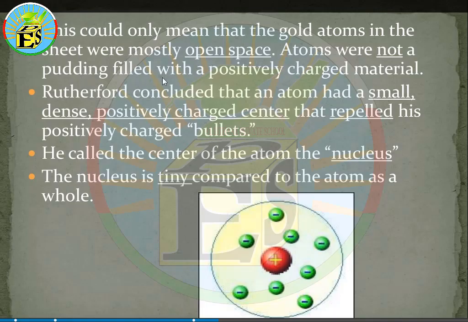Atoms were not filled with positively charged material. Rutherford concluded that an atom had a small, dense, positively charged center that repelled his positively charged particles. He called the center of the atom the nucleus. The nucleus is tiny compared to the atom as a whole. It means the nucleus is very small compared with the atom, and most of the atom is space.